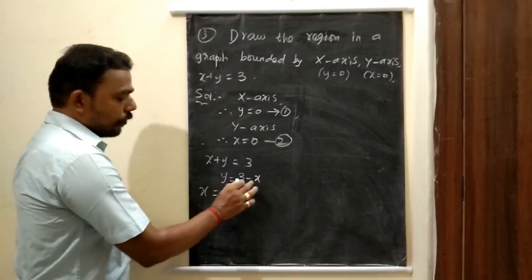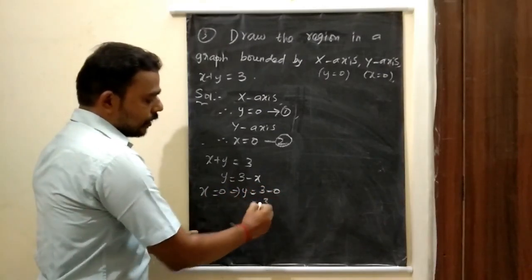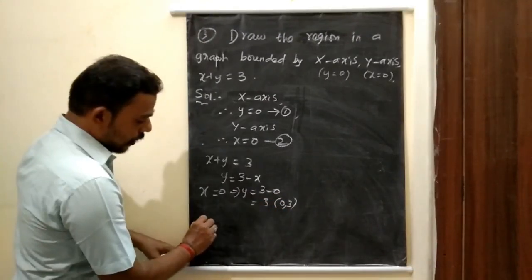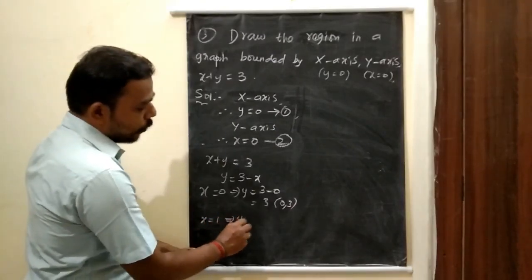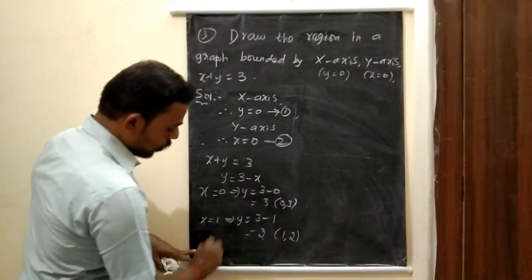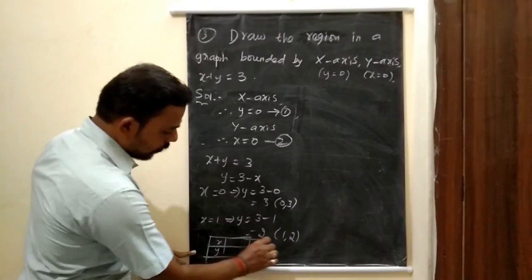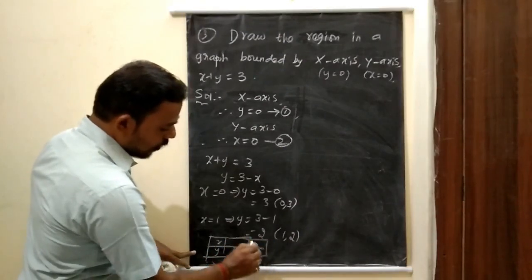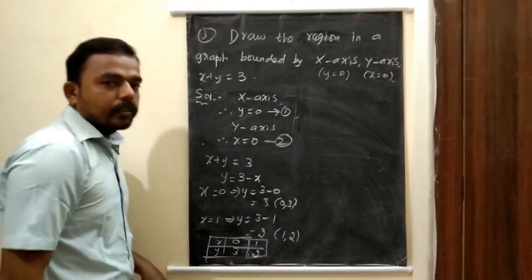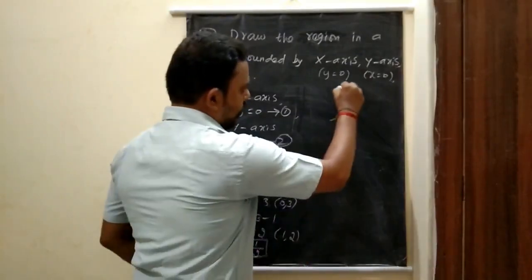Now you already know how to find the points. If x is equal to 0, then y equal to 3 minus 0, that is 3. So the point is 0, 3. Next one, x is equal to 1 implies y equal to 3 minus 1, that is 2. The point is 1 comma 2. So the actual points (x, y): first one 0 comma 3, next one 1 comma 2. This is the situation. Now we are going to draw the graph.